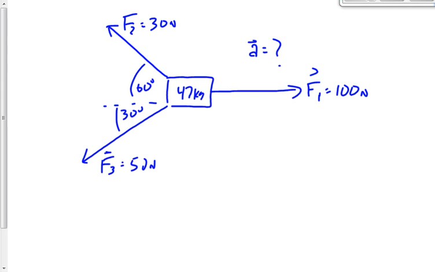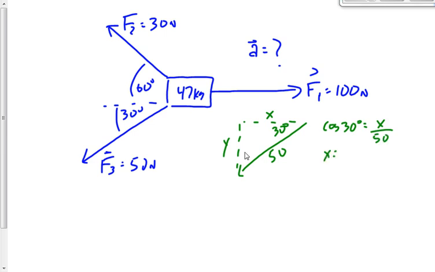The first one that I'm going to get rid of here is the 30 degrees. Let's go in a different color here just to differentiate. We've got 30 degrees right here, and we've got a hypotenuse there of 50 newtons. This is x, this is y. Cosine 30 degrees is equal to adjacent over hypotenuse, so x, the adjacent side, is going to be equal to 50 times cosine 30. That's going to work out to be, I believe, 43.3 newtons.